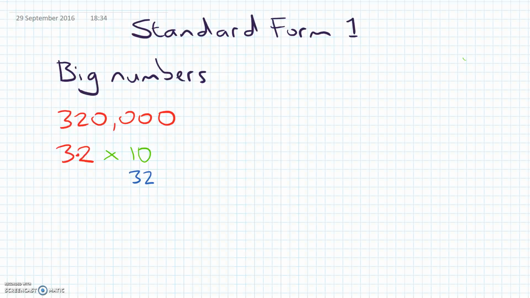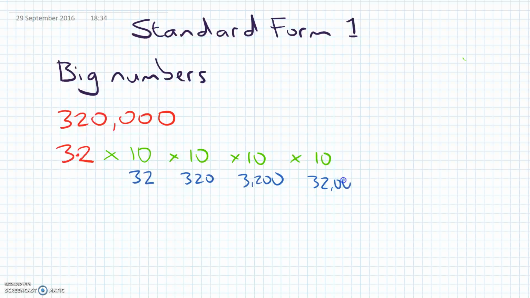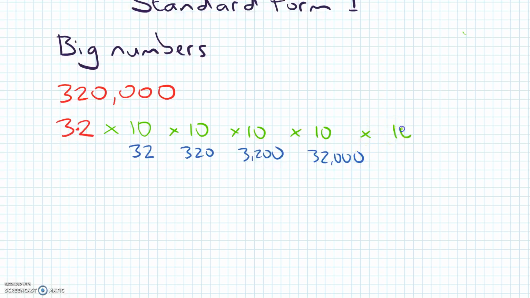I could times that number by 10 again. What will I be left with then? Well, I'll be left with 32 times 10 is 320. If I times the number by 10 again, 320 times 10 will give me 3,200. We can do it again, and we'll get 32,000. We times by 10 one more time, we'll be left with our original number, which was 320,000.